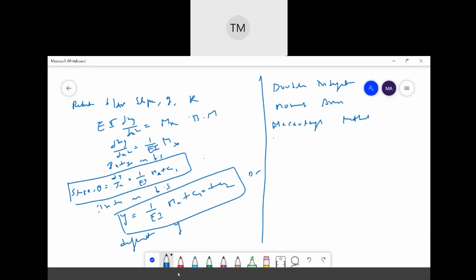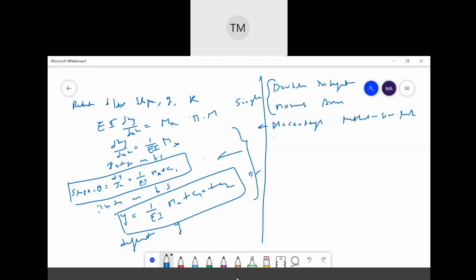Third one is Michaelis method. Here you have these three methods. The first two methods are used for single loads, whereas the third method is used for several loads. I have told you these two methods will be used for single loading condition, whereas this one is used for several load conditions. Understand? Is it clear?